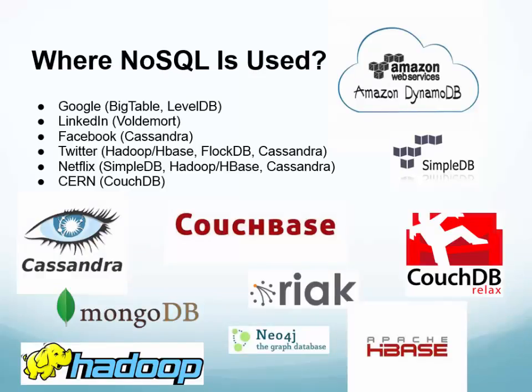This is a set of companies where NoSQL databases are being used. Google is using them, LinkedIn is using them, Facebook developed its own solution, Cassandra. Twitter is using Hadoop, HBase, FlockDB, Cassandra. Netflix, CERN, the only company that's using CouchDB, and we are the other one.